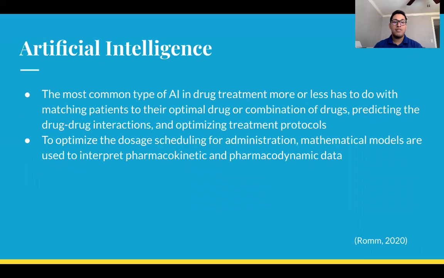As far as artificial intelligence, the most common type of AI in drug treatment has to do with matching patients to their optimal drug or combination of drugs, and therefore just trying to predict the drug to drug interactions and optimizing treatment protocols. To optimize the dosage scheduling for administration, there are mathematical models that are being used to interpret the pharmacokinetic and the pharmacodynamic data.